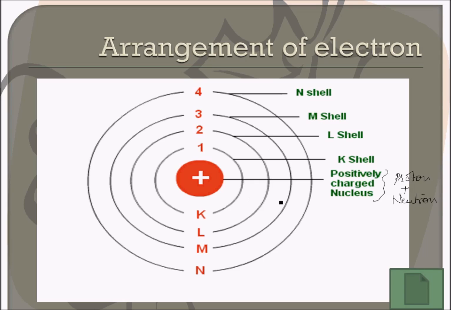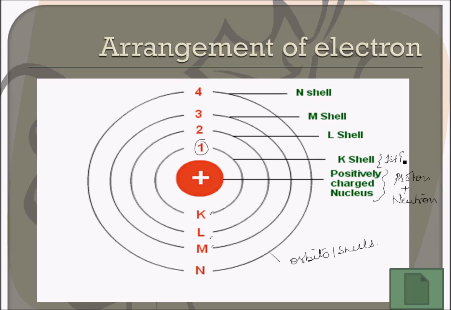And these are the orbits or shells, right? Electrons are negatively charged, so electrons basically reside on the orbits of the atom, like this. We can also represent them by K, L, M, N or 1, 2, 3, 4, right? So the first energy level, this is the first one. We also call it the K shell.